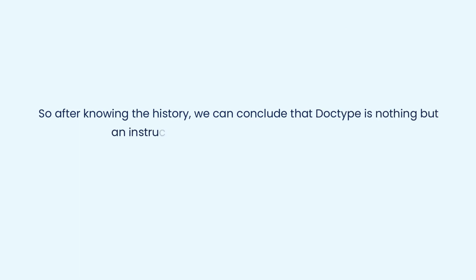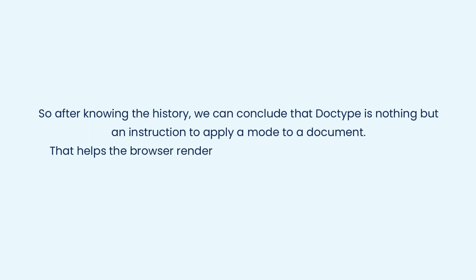So after knowing the history, we can conclude that doctype is nothing but an instruction to apply a mode to a document that helps the browser to render all old compatible websites beautifully. Besides that, you should not confuse a tag with doctype. Doctype is a declaration, not an HTML tag.